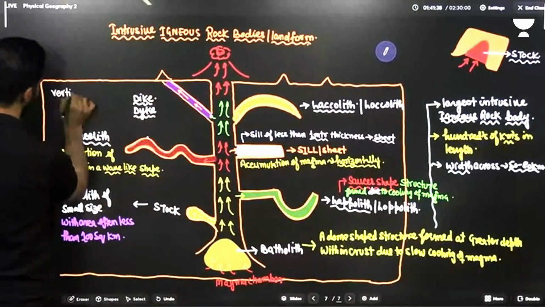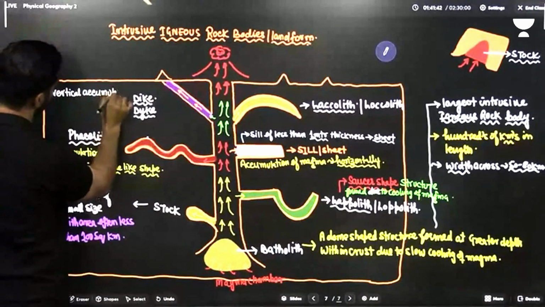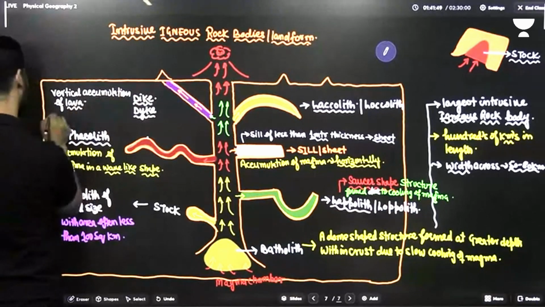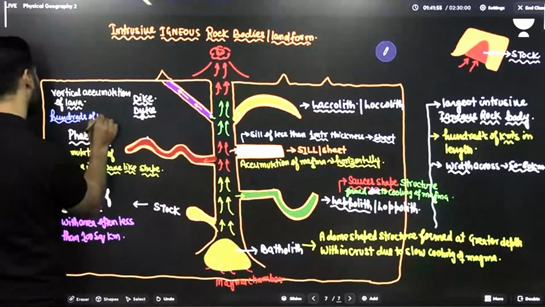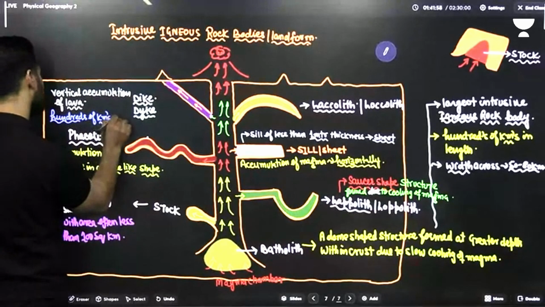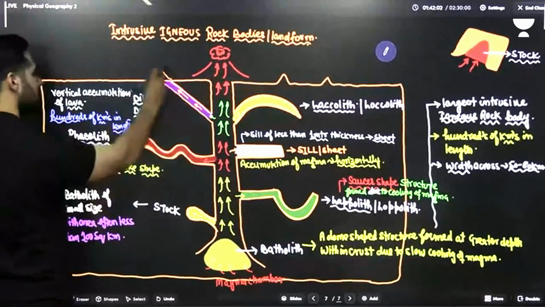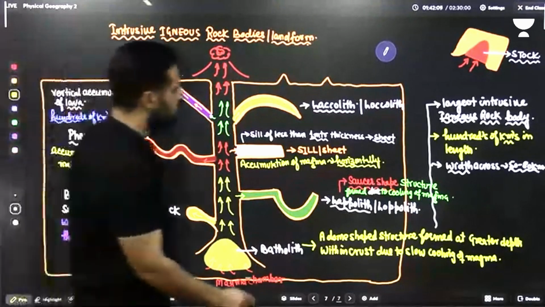It is a vertical accumulation of lava. It can be hundreds of kilometer in length. So can I say if it continues, it can reach to the surface also? यहाँ तक clear है? Let's come to the last, laccolith.